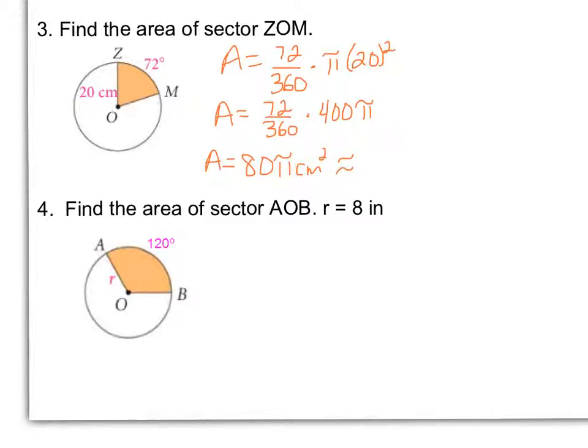And if we wanted to round this to the nearest tenth, we would get 251.3 centimeters squared for our area.